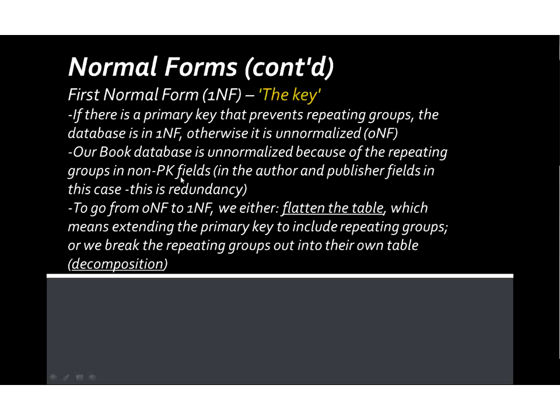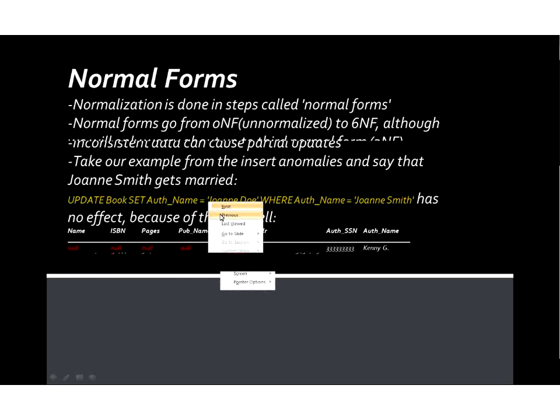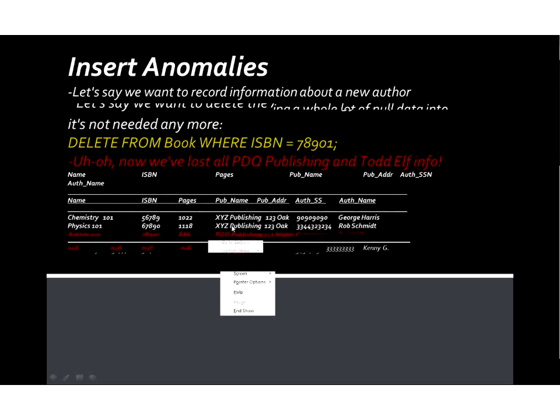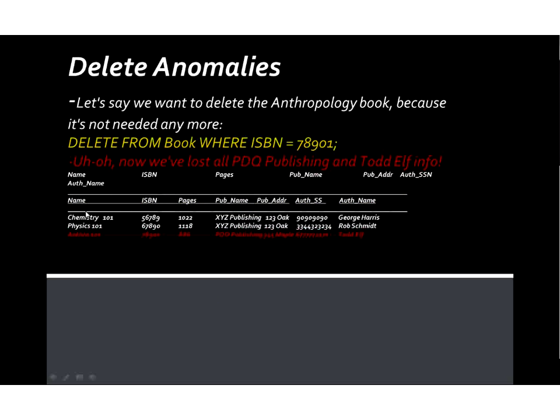Let's see, what do I have here? Our book database is not normalized because of the repeating groups and the non-PK fields, the author and publisher. Right, so if we go back here, okay, so you see what we have here. We are unnormalized because we have XYZ Publishing, 123 Oak, a couple of times here. If we like this publisher and we have 100 books by them, we'll have a whole heck of a lot of repeating groups, right? Same with author. We'll have a whole lot of George Harris's if you wrote more than one book, and we stock more than one book. So that's a problem, okay? And this leads to anomalies.